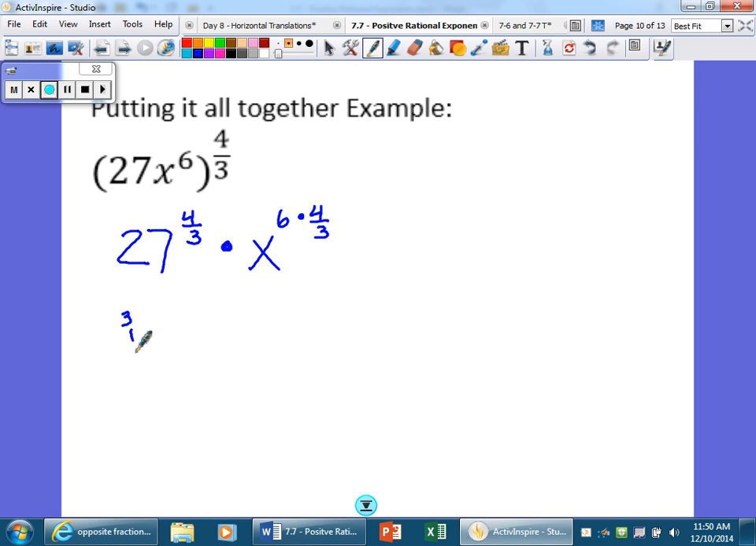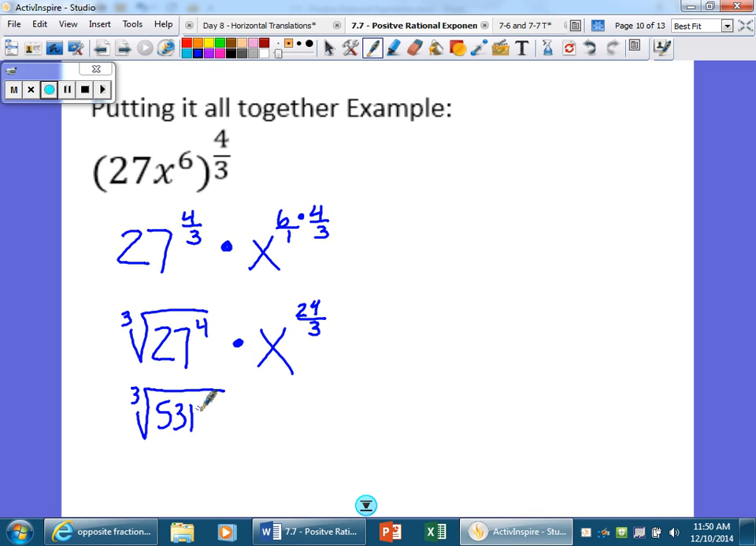We have 3. Just going to rewrite it like that so I could type it in my calculator. Now this one over here, remember, it's like a 1. So 6 times 4 is 24 over 3. The third root of 27 to the 4th is the third root of 531,441 times x to the 24 divided by 3 is 8. So when I solve all of that out, the third root of this number is just 81, x to the 8.